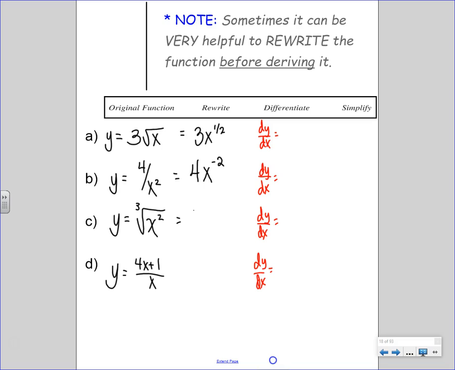This one, I could rewrite it to be x to the 2/3. Ooh, that's a power rule. This one, can you guys do this one? Pause. You have to split up and then simplify. I can take the derivative of that, or that, or that, or that, but I couldn't from the get-go. I need to rewrite, then use my rules.